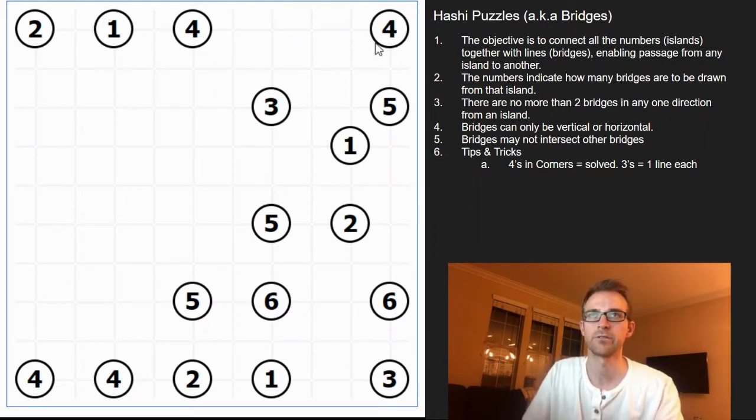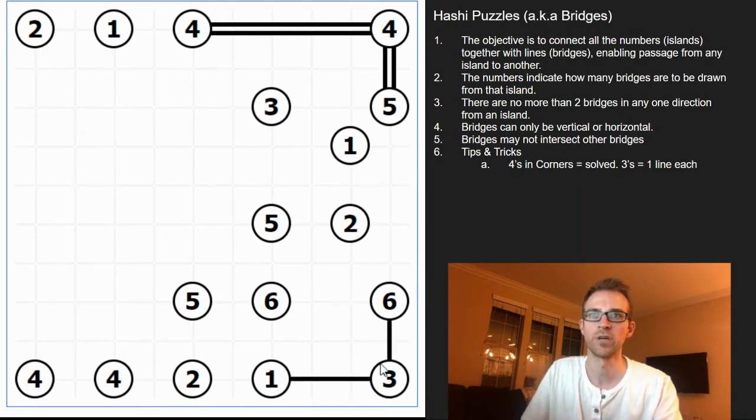The reason for that is if we look at this 4, it only sees 2 islands. And so because you can only draw 2 lines at most to any other island, you know that it has to be 2 lines in both directions to make the 4. The 3, because it's 1 less, you can only do 1 line in each direction. And to figure out where the 3rd line goes, you're going to have to use some other clues or deduction to figure that out.